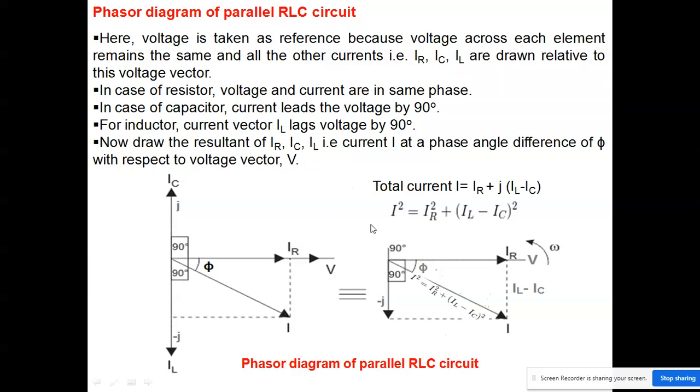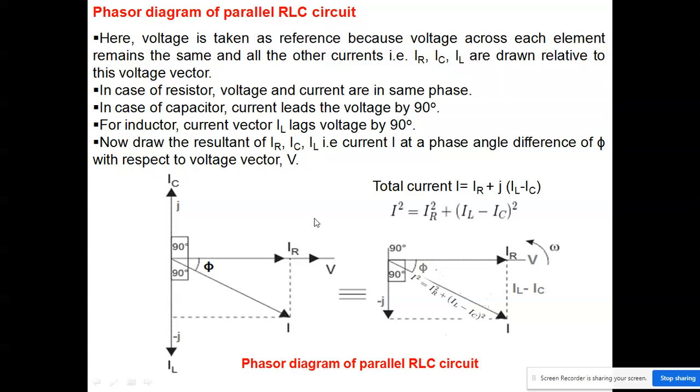So let me draw the phasor diagram first. We have to try to understand how we can draw the phasor diagram for the parallel RLC circuit. You can see here, because of the parallel circuit, the voltage is constant irrespective of resistance, capacitance, or inductance. So we are taking V as the reference here, and then with reference to V, we are considering our IR, IL, and IC.